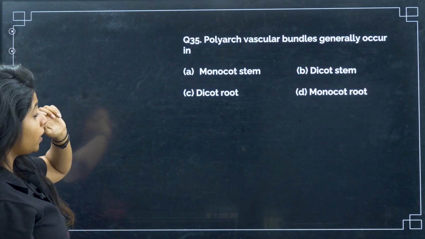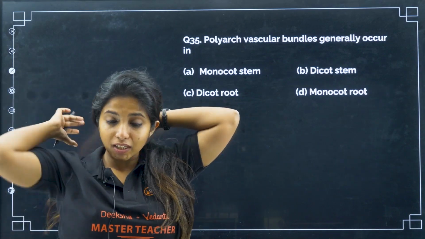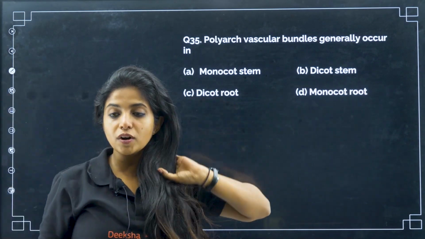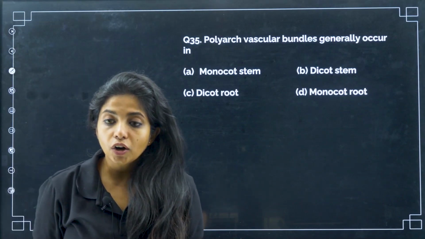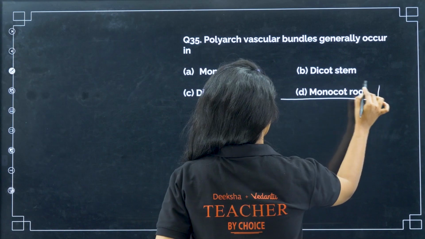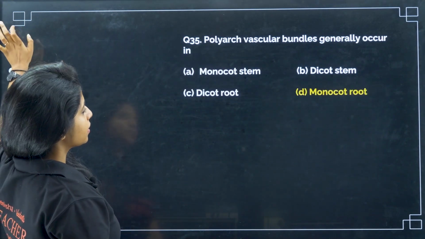Now, next, polyarch vascular bundles generally occur in... polyarch means more than 6 vascular bundles coming together, grouping together. Where do you observe it? Monocot stem, dicot root, monocot root. What is your answer for this question? Your answer would be monocot root. Okay, this would be your answer.